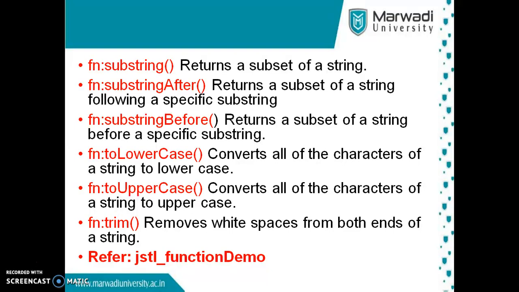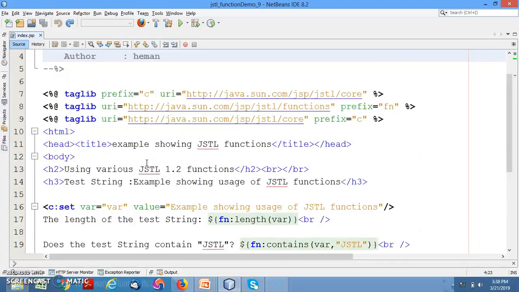toLowerCase will convert all the characters into lowercase. toUpperCase will convert all the letters into uppercase. And trim removes the white space before and after the string. This is all about the functions. Let's see the function demo.